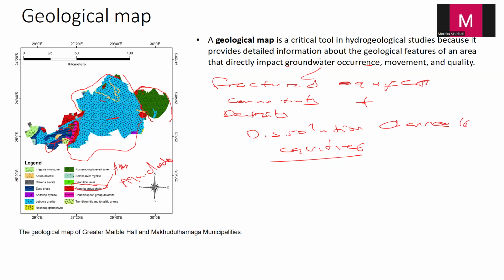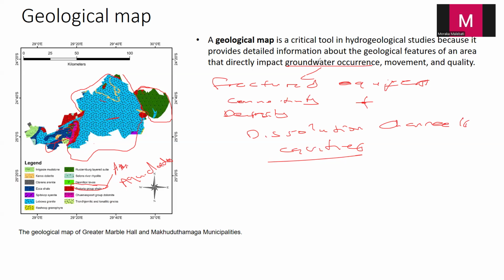Are we dealing with intergranular aquifers? Intergranular aquifers are those of unconsolidated sediments. We're talking sand, gravels, and many other things like sandstone. So we are checking what kind of aquifer we are looking at. Are we looking at an intergranular aquifer, a fractured aquifer, or karst aquifers?